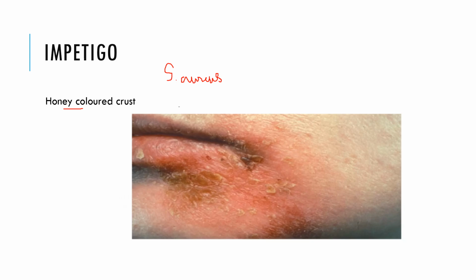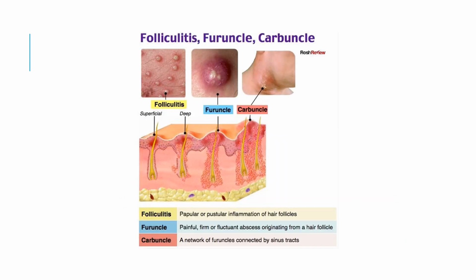And the treatment of choice is either a topical antibiotic like fusidic acid, or in severe cases, you may go for flucloxacillin, which is given for Staph aureus. Okay, next we are coming to folliculitis, furuncle, and carbuncle.